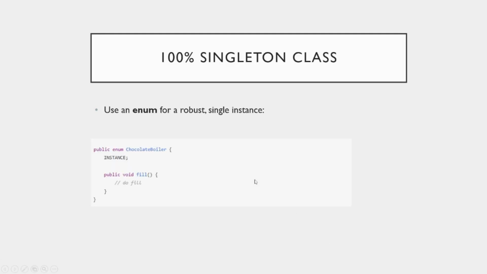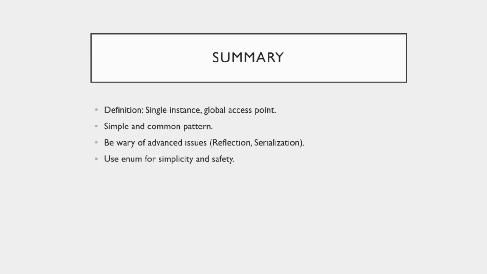Okay, so if I want to create a 100% singleton class, what can I do? I can use enum. In enum, you define the enum and create only one key, here is the instance. The JVM will make sure that there is one instance of this class.